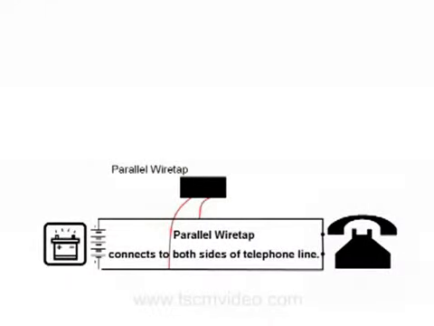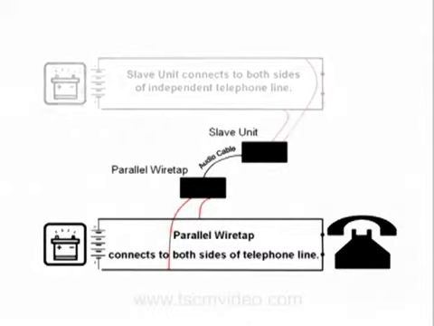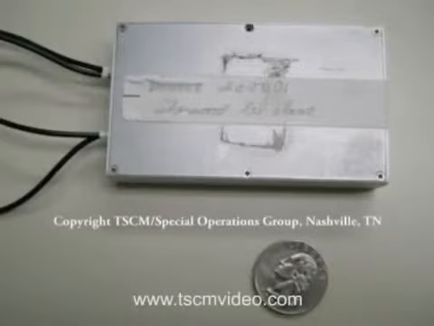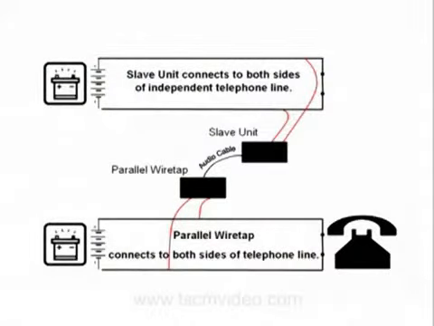Another spin on the high impedance parallel wiretap is when a device referred to as a slave is used. The slave unit is connected to the telephone wiretap and then to a separate independent telephone line, which allows the wiretapper to literally dial up the telephone tap from a remote location. Again, there are just so many variations of this type of wiretap, and I only want you to understand the basics for right now. By the way, this type of wiretap is frequently used by law enforcement.